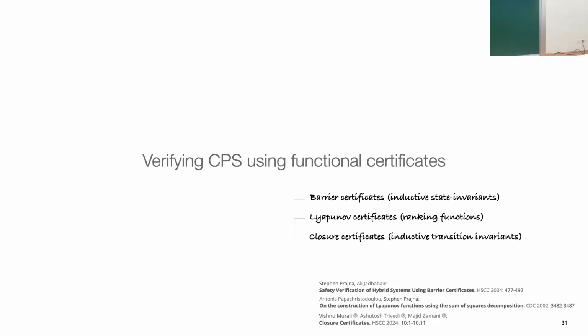Then we have Lyapunov certificates. These are like a functional analog for ranking functions. And more recently, we have been looking into the notion of closure certificates. These are inductive transition invariants. Right? I'll talk about that more.